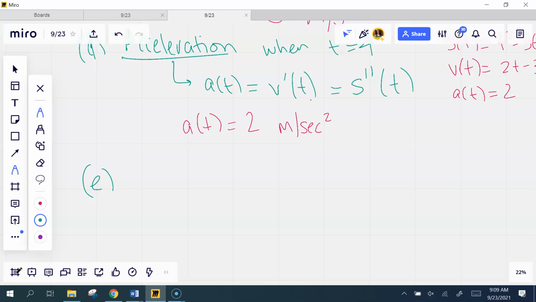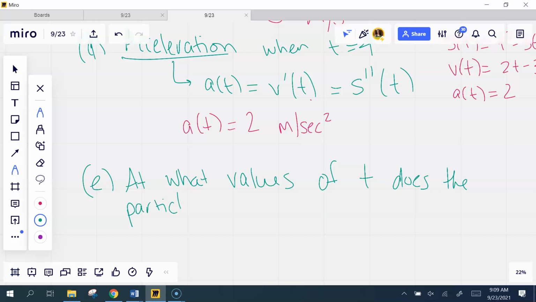All right, part E. We got 2 more parts. At what values of t does the particle change direction? This is the part where you have to think. Put your thinking cap on. You have to think back to algebra here. Because remember, my bug could start walking this way and then change and go that way and then change and go this way.